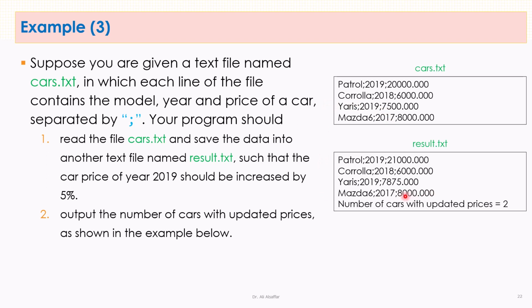became 8,000. Now in number 2, it says output the number of cars with updated prices. And since we have updated only 2 cars, so the output file will have the message number of cars with updated prices is equal to 2. So let us go to JGrasp and implement this program.